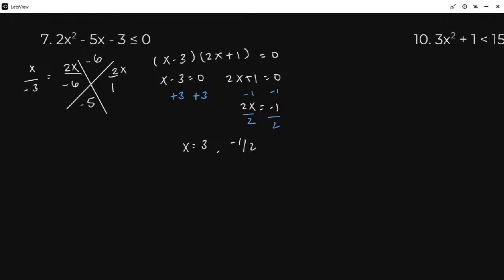So then from here, we're going to draw our number line. We have negative 1/2 somewhere over here, and then 3 over here.